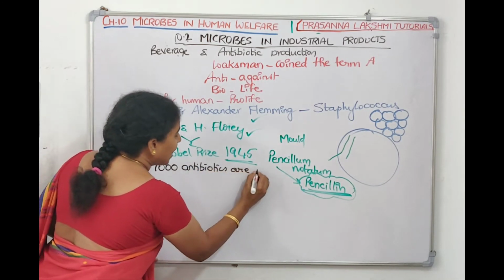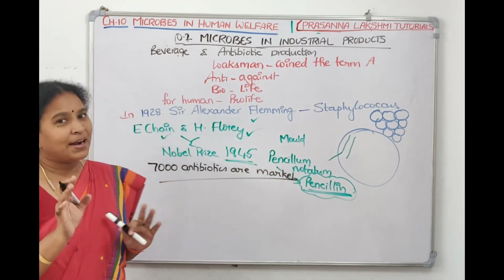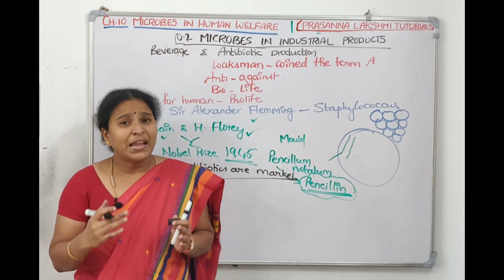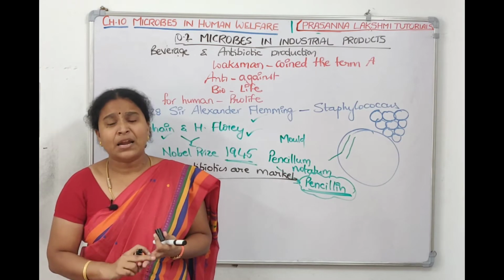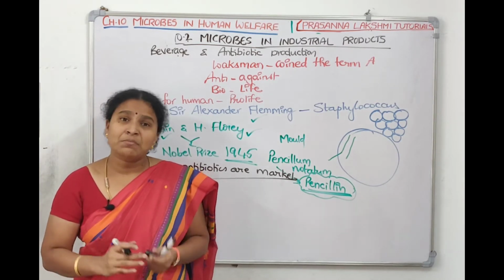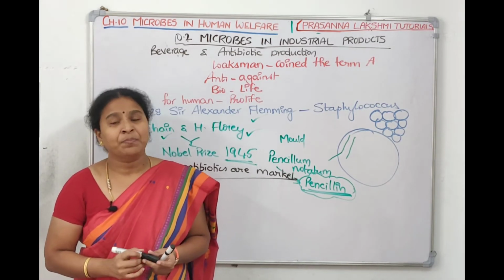7,000 antibiotics are available in the market now. We cannot assume our life without antibiotics, we are so much dependent upon antibiotics. And dangerous diseases like leprosy, diphtheria, plague and whooping cough, we are able to eliminate them by using microorganisms only. We are able to control them by using microorganisms only, right?